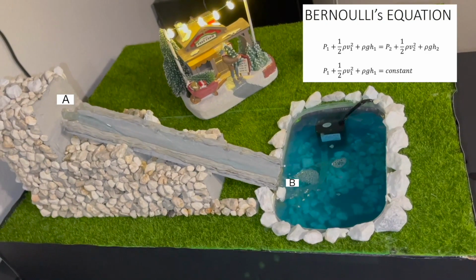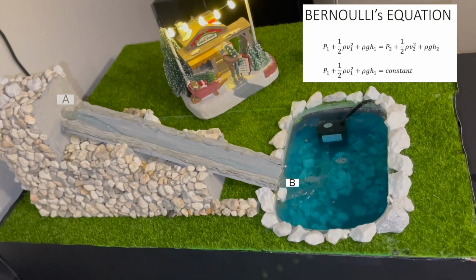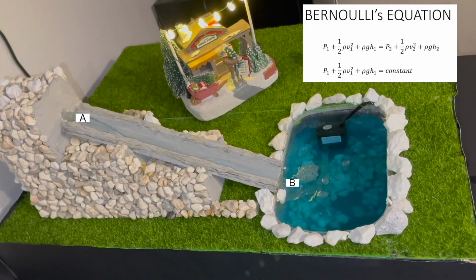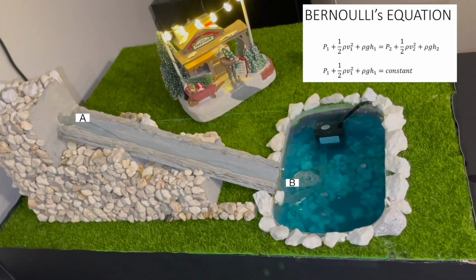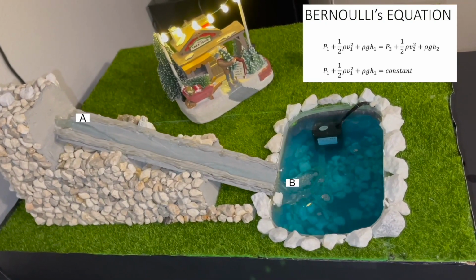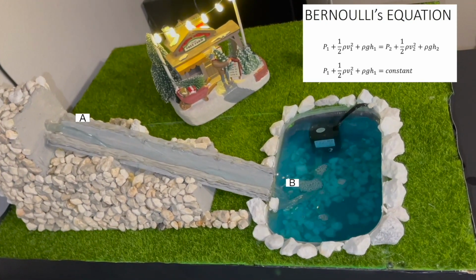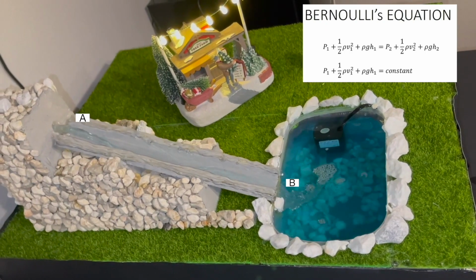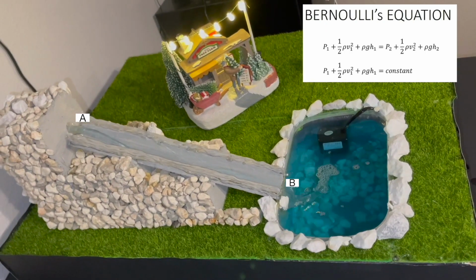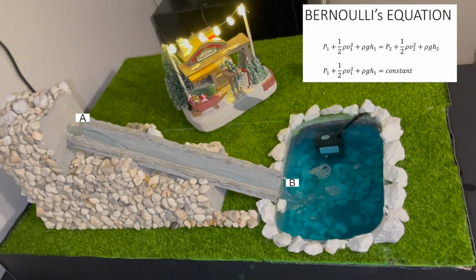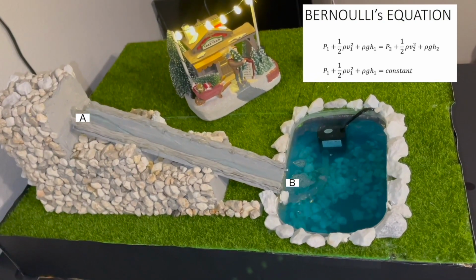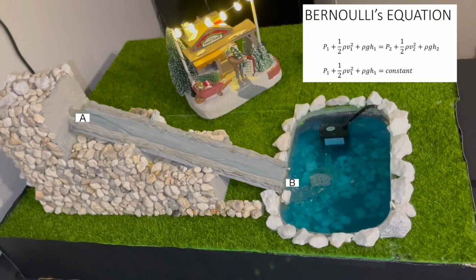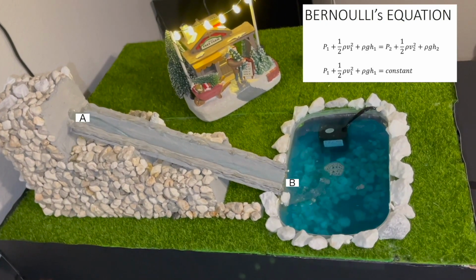Bernoulli's equation states that an increase in speed occurs simultaneously with a decrease in pressure. In simpler words, high pressure equals low velocity and low pressure equals high velocity. So as we look at our project, at point A, it's going to be a higher pressure, which is going to require a lower velocity, and point B is going to be a lower pressure, which is going to be a higher velocity.